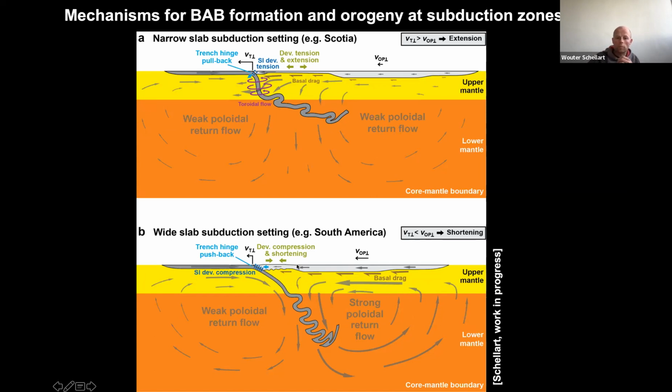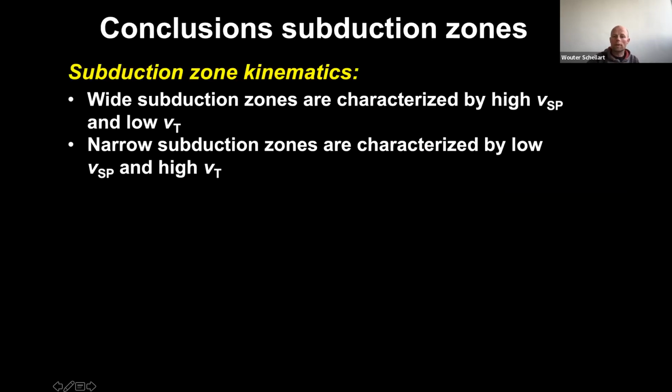And what adds to this compression, as I mentioned earlier, the overriding plate moves trenchward at a faster rate than the subduction hinge actually wants to retreat. So we generate additional compressive stresses here at the subduction zone plate boundary, causing compression and shortening in the overriding plate. Okay, so coming to a conclusion here.